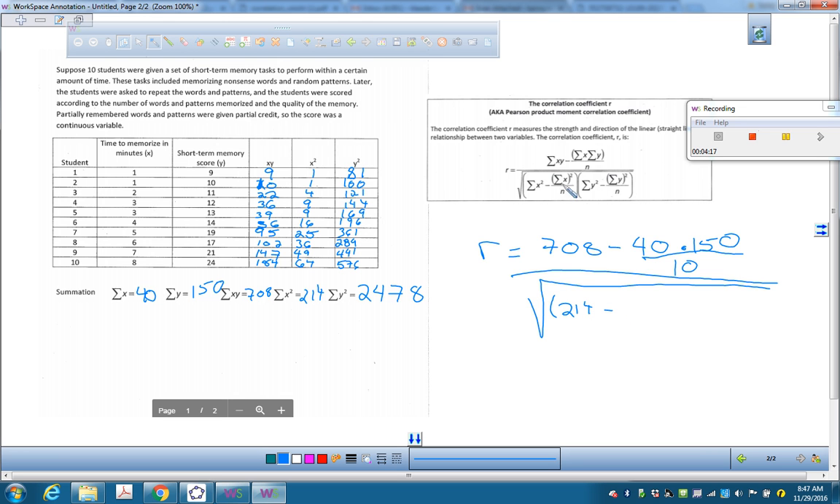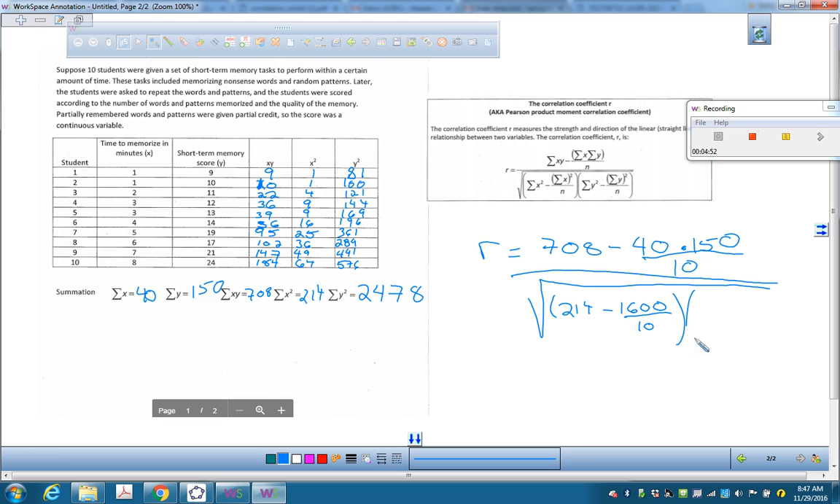So this is kind of tricky. You have to take the sum of the x's squared. So what that means is you take the sum of the x's and you square it. What's 40 times 40? 1,600. You guys understand where that came from? It's not the sum of the x squared. It's not 214. It's the sum of the x's squared. That's 1,600 again, divided by 10.